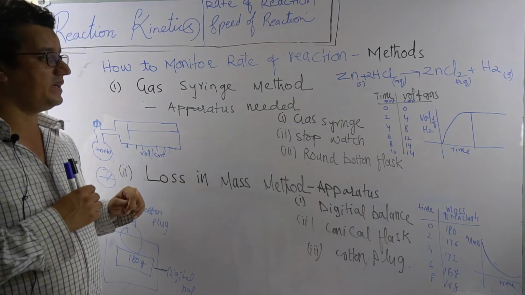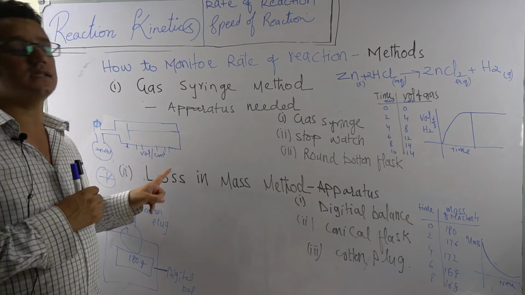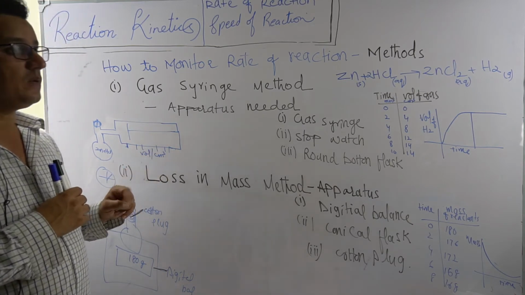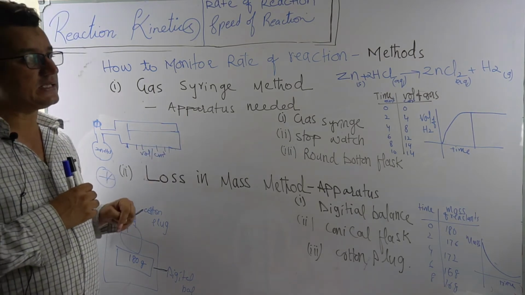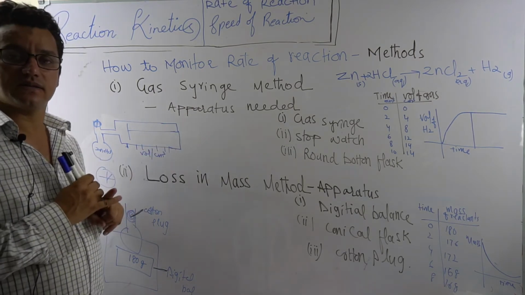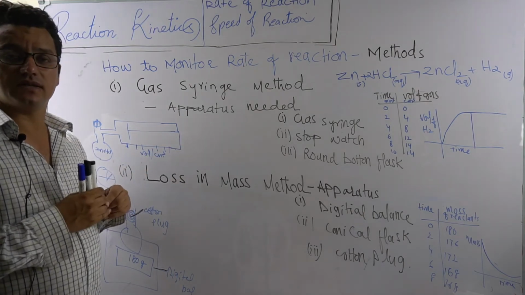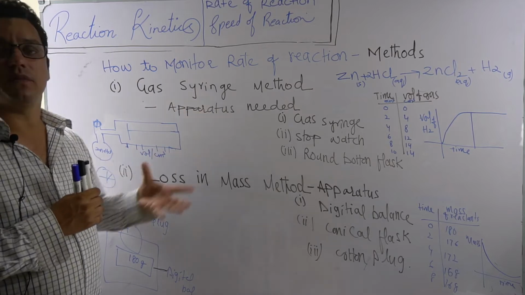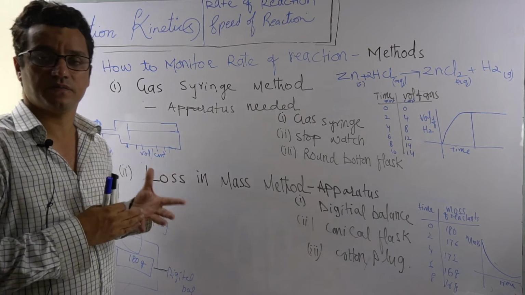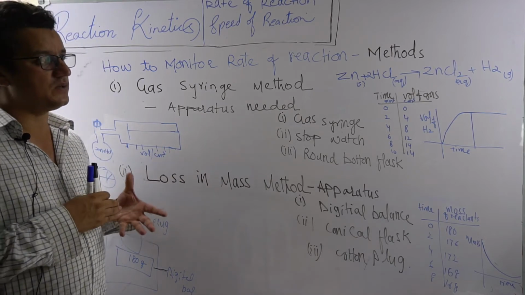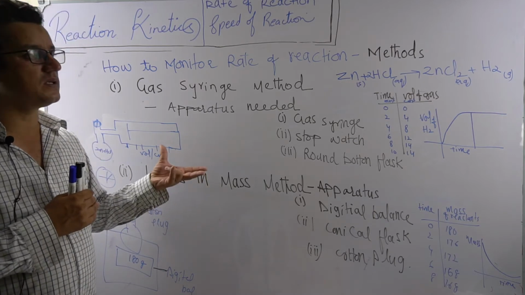The gas syringe method, as the name indicates, involves a gas syringe. And when the gas syringe has come into play, it means one of the products is a gas. Like metal and acid reactions always produce a gas if the metals are active. Metal carbonate and acid produce a gas, or ammonium compounds, ammonium nitrate, etc., when they react with alkalis, they produce a gas. Or sometimes a decomposition reaction may yield a gas. So when gases are involved, it is easier.